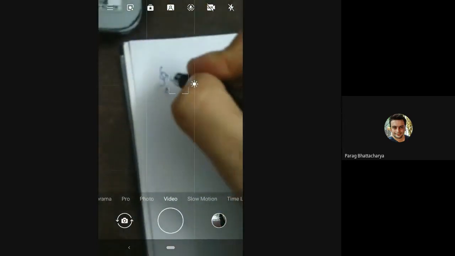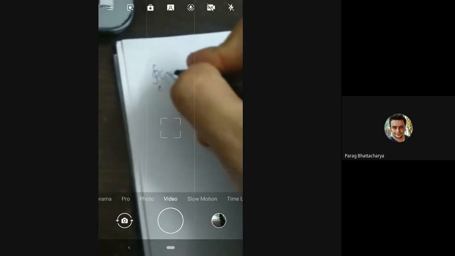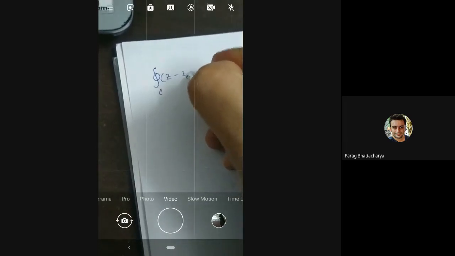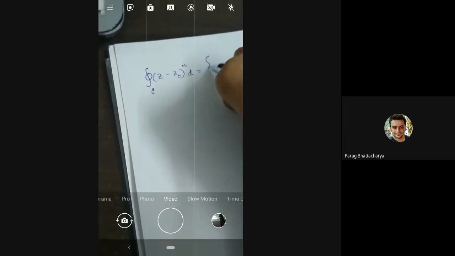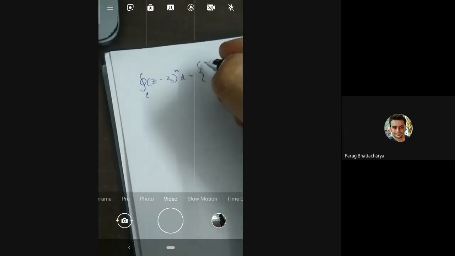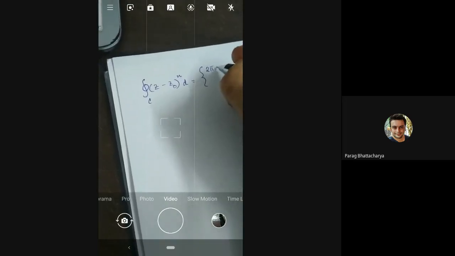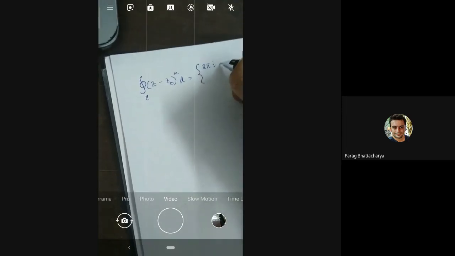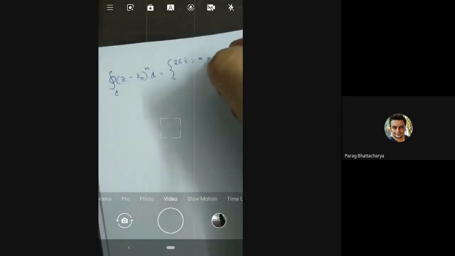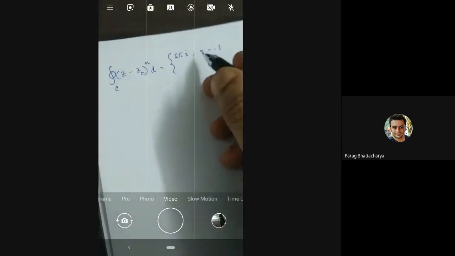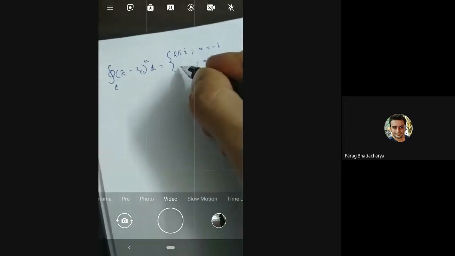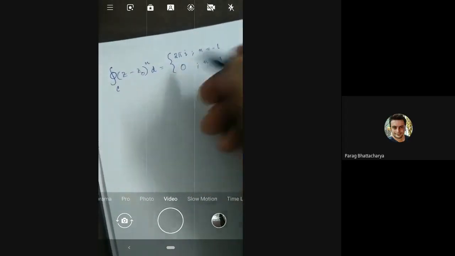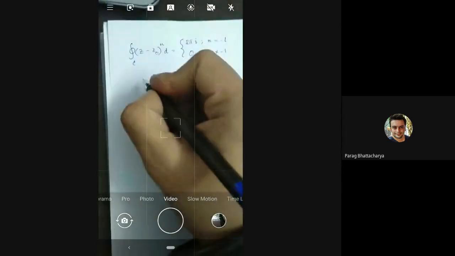Suppose I have any contour C. Then the integration over this contour of z minus z naught to the power n dz is equal to twice pi i if n is equal to minus 1. And if n is not equal to minus 1, then the result is 0. Remember this result? We can make use of this result here. So what did we have?